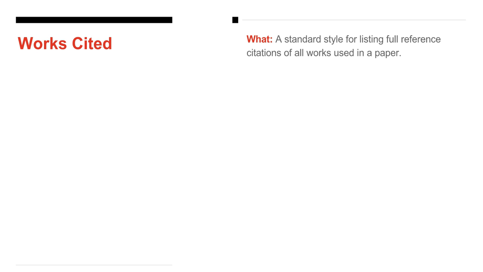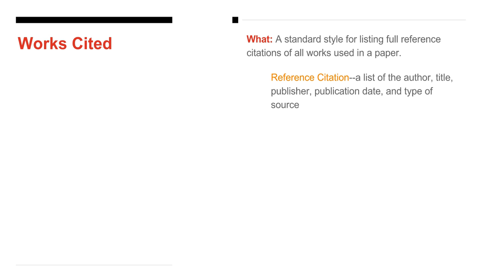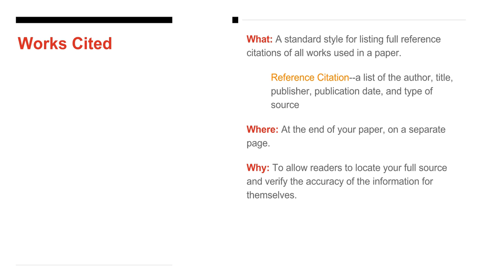This is called a works cited, which is a list of all your reference citations that you've used in a paper. Reference citations are a list of the author, title, publisher, publication date, and type of source that allow a work to be identified. You put these citations in a list at the end of your paper on a separate page, and this allows your readers to locate your full source so they can go and look it up for themselves and verify the accuracy of the information you've given them, which helps you build credibility.